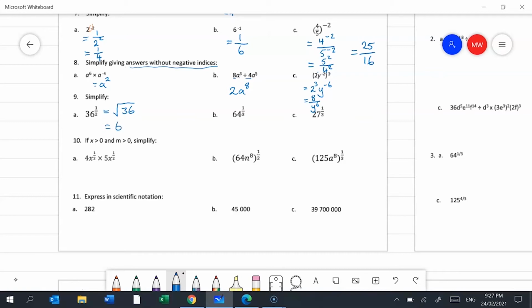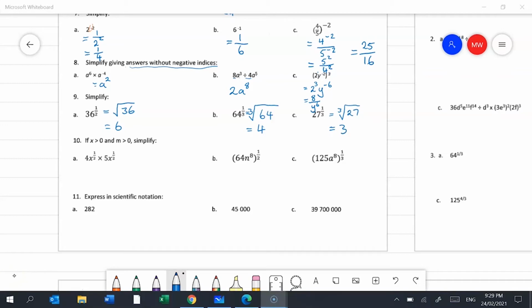So in the second one we've got that equals the cubic root of 64, which means which number multiplied by itself 3 times makes 64, which is 4. And if we've got the cubic root of 27, then the number that's multiplied by itself 3 times to make 27 is 3.